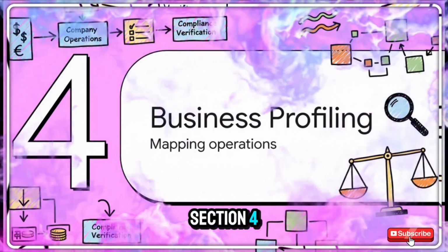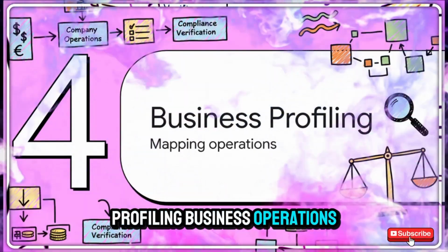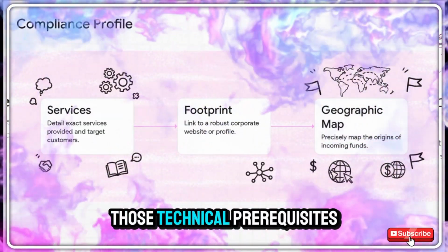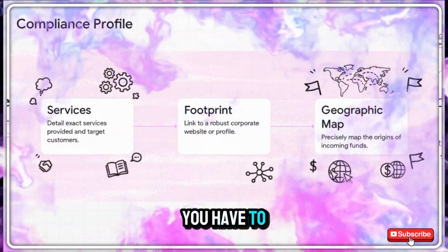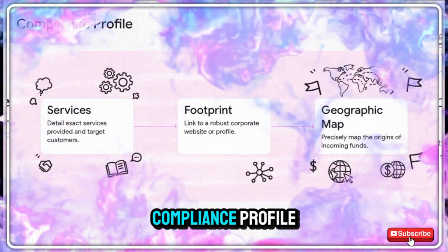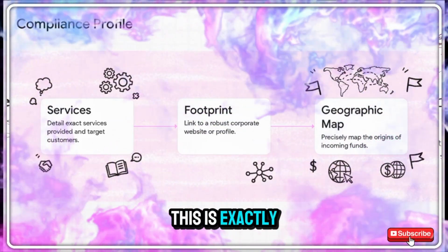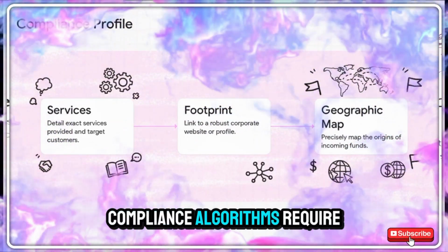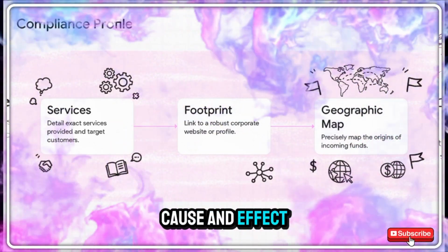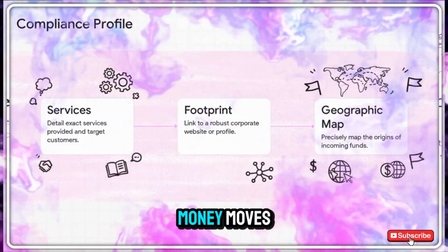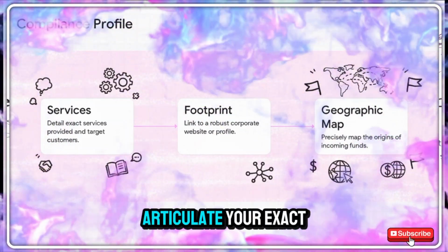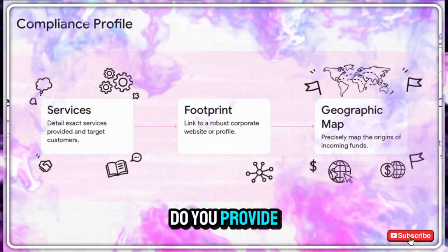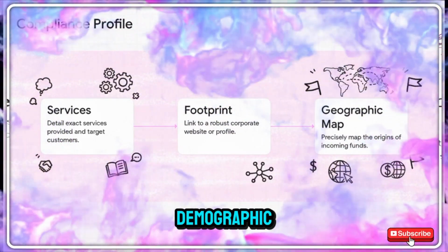Let's look at Section 4. Profiling business operations accurately. Okay, so once those technical prerequisites are met, you have to build a precise compliance profile. This is exactly where vague applicants fail. Compliance algorithms require strict cause and effect mapping regarding how your money moves. You have to articulate your exact business model. What specific service do you provide, and exactly who is your target demographic?